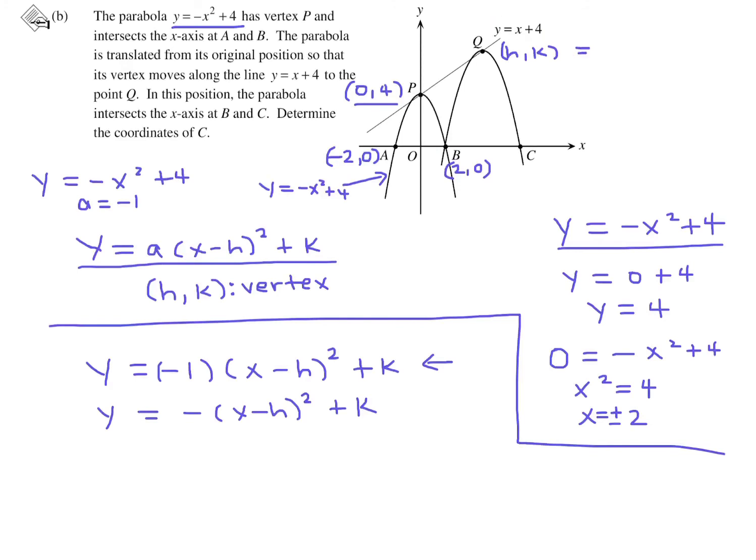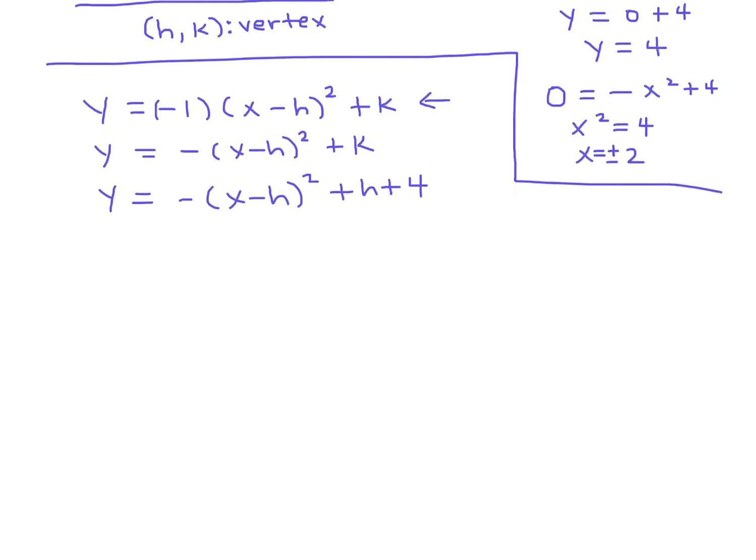So this basically means if the x-coordinate is h, we can plug h into here to get the y-coordinate. So the y-coordinate would be h + 4. I hope that makes sense. So instead of using k, I can use h + 4. So I've got y = -(x - h)² + h + 4, like that. All right, so let's work with that.